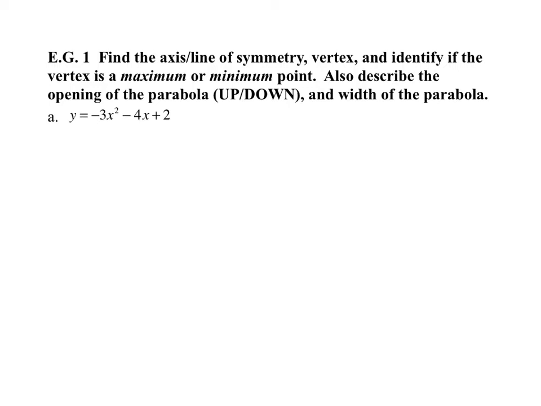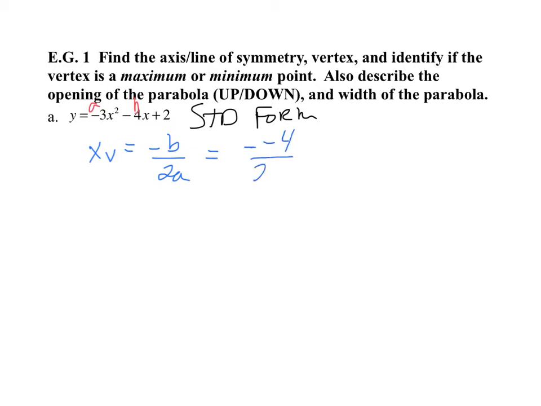This is in standard form. So our formula here is xv equals negative b over 2a. And just being a little bit cautious of our positives and negatives, when we substitute, we'll have a negative 4 over 2 times negative 3. So that's really a positive 4 over negative 6. And we'll reduce that to a negative 2/3 for xv.